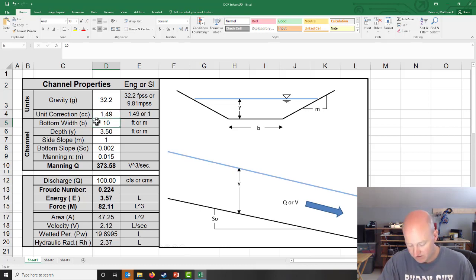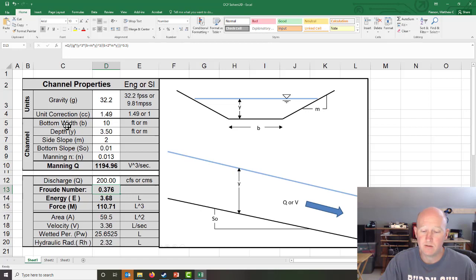The bottom width is 10 feet. We don't know the depth yet. We're going to figure that out. The side slope is 2 to 1. The bottom slope is 0.01, and the Manning's n value is 0.013. Our flow rate is 200 CFS, and in this problem that we're getting ready to see, this is a test problem.